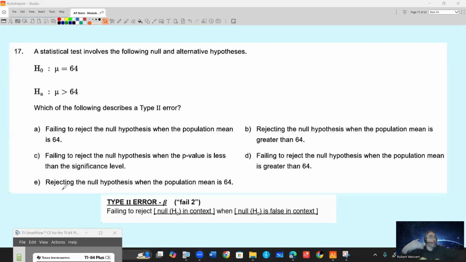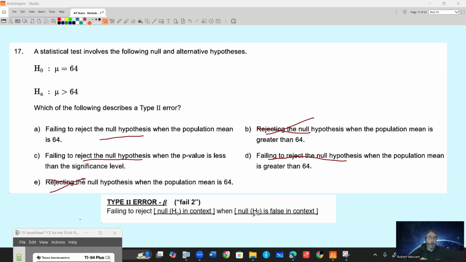A type 2 error, also called beta, is when we fail to reject the null when the null is false, in context, of course. So failing to reject the null, that's a good promising start. Failing to reject the null, that's good. Rejecting the null, no good, no good. So failing to reject the null. Now, all right, let's talk about the rest of it.